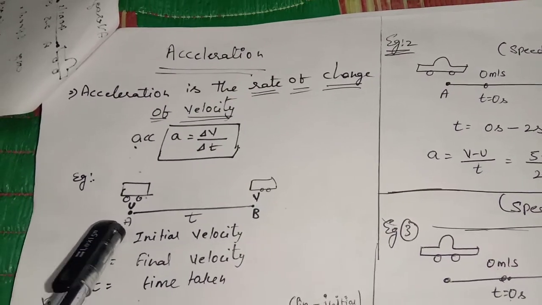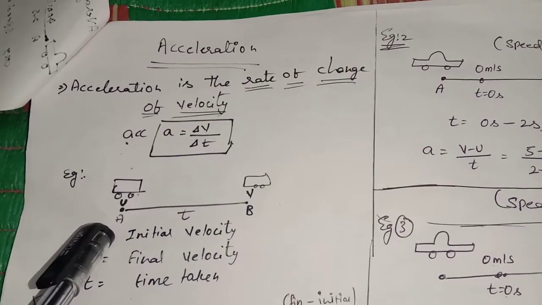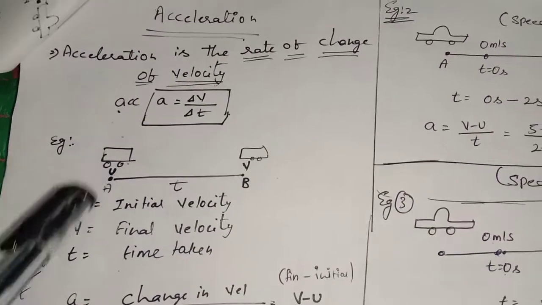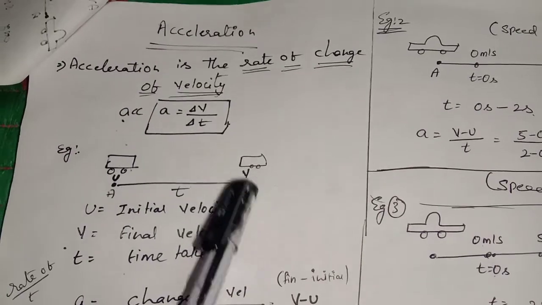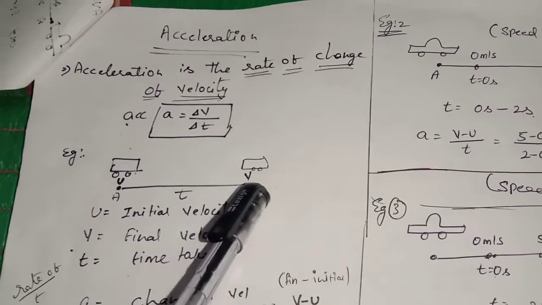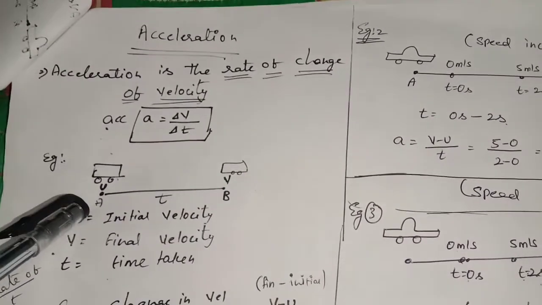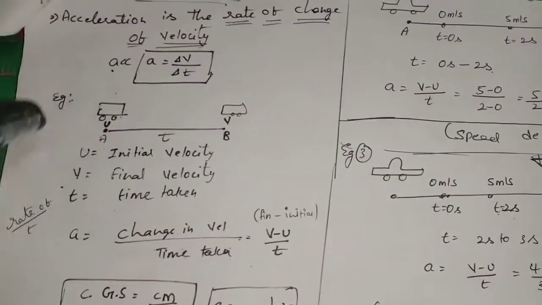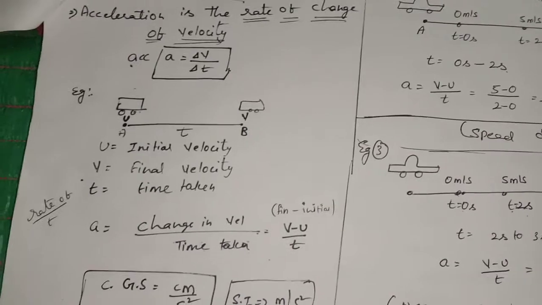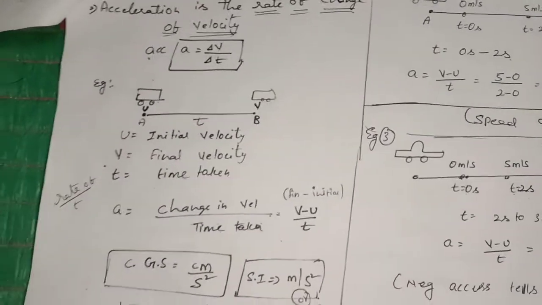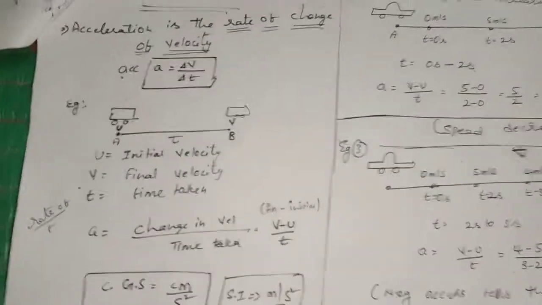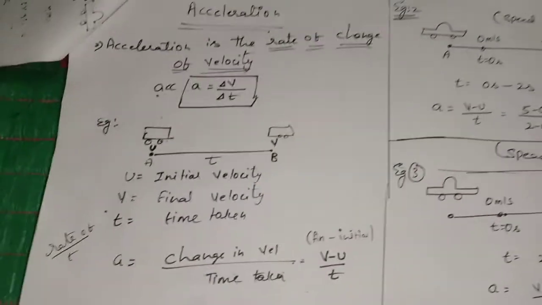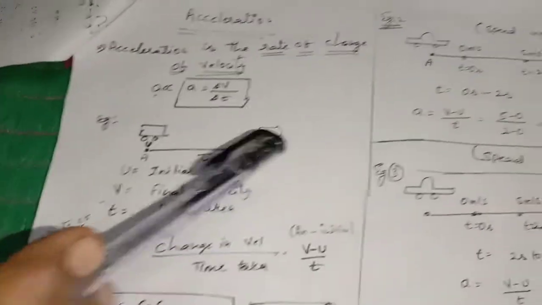So this is the starting point, I gave U, and at the ending point I have given V. V is the final velocity. Initial velocity and final velocity. Now we will not say starting point, ending point. We will call them initial velocity and final velocity. You have to understand that one. And you know that this is the time.